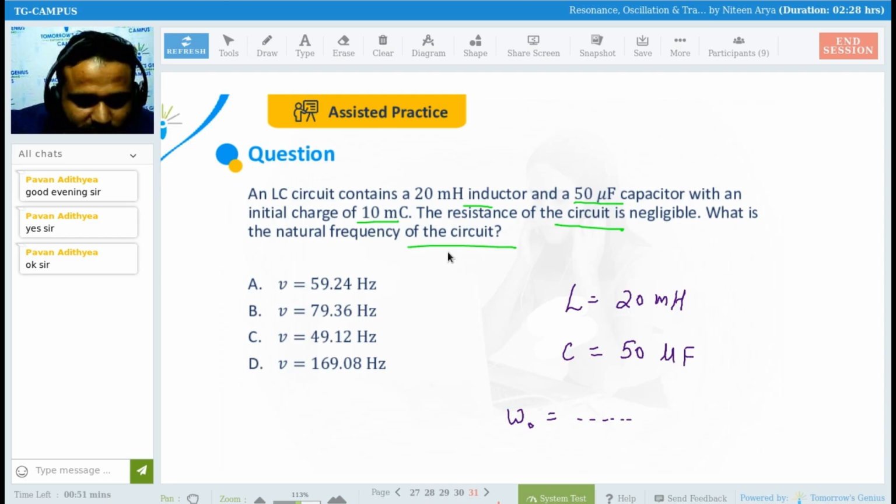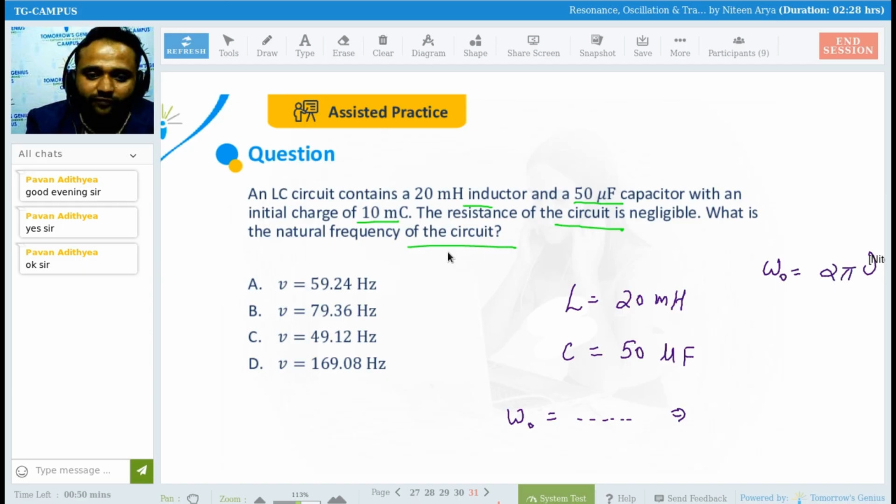Okay, let me check. I don't even know the answer, but the answer is not D. They ask for frequency, not omega naught. If V is given, you need to use your brain a little bit more. First of all, you need to find this, and from here there's a relation: omega naught is 2 pi times f. So they ask for frequency, not angular frequency. This is your angular frequency, and this you need to find.